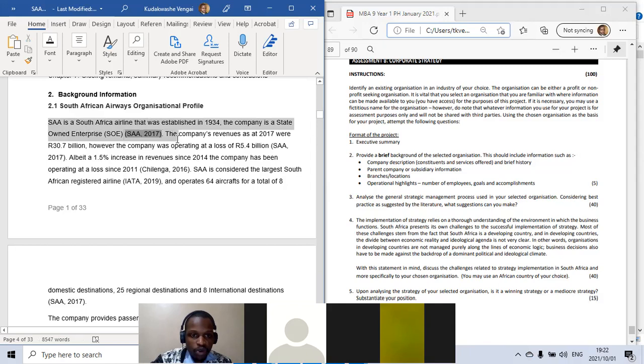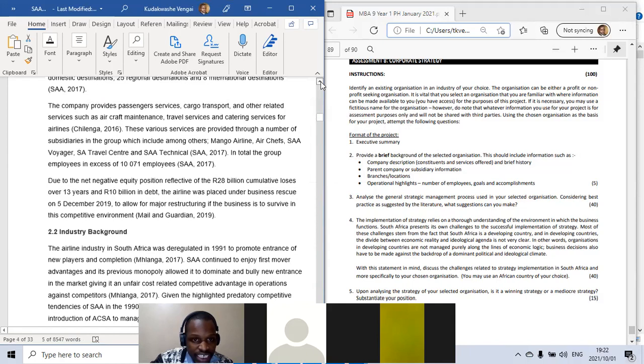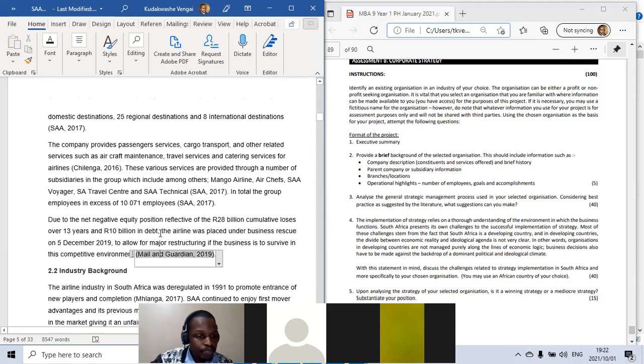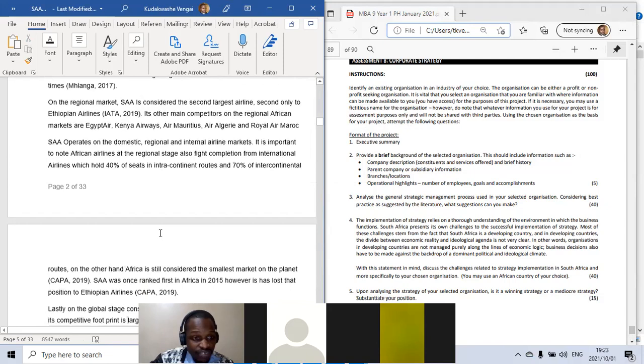Of the company, where I highlighted when it was formed, where I highlighted the current revenues, how many people it employs. I think I put how many aircraft it has over here, the areas it works in, the regional areas, et cetera. And then I even gave a little bit of industry background, though this was not necessary, to the industry and the current trends in the industry.